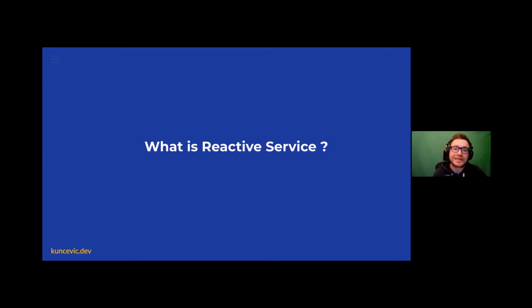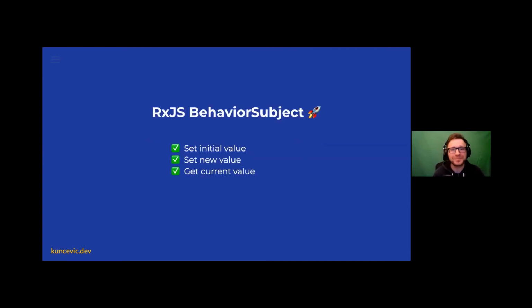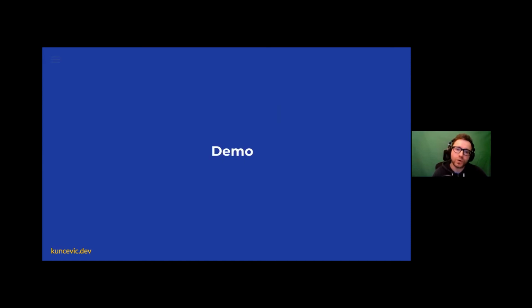So a reactive service is a service class that wraps a BehaviorSubject. I will show you all the details on that in the upcoming demo, but you may wonder what a BehaviorSubject is. So BehaviorSubject is a class that comes from the RxJS library. With BehaviorSubject, we can create an observable, set its initial value, set a new value, and get the current state. So let's see the demo.